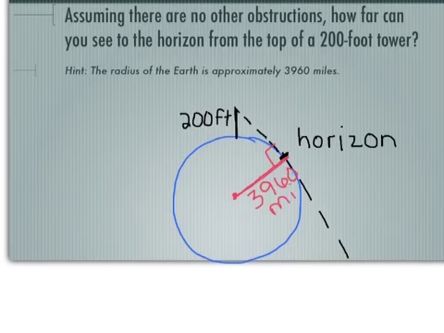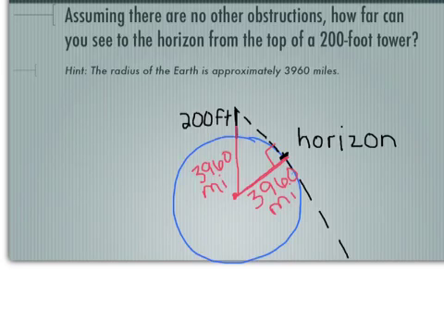Where else would I have to draw it to make this a complete triangle? The tower. Can I draw it up to the tower? Yeah. And then back down. And so then this is also 3,960 miles. Would you combine these? You would combine them, but what am I going to have to be careful of? 200 feet. It's 200 feet.